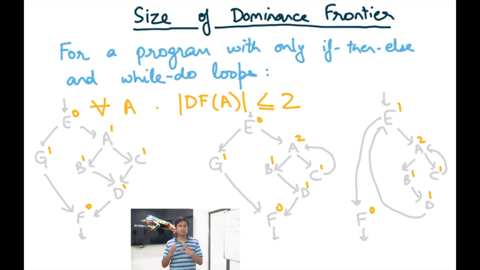So I'm not going through a proof of this statement that for a program with only if then else and while do loops, the dominance frontier of every node will be less than or equal to 2, but I'm just giving you some examples to introduce the idea. The proof of this is out of scope for our discussion, but if you're interested, you're welcome to look at the original paper, which actually contains the proof.